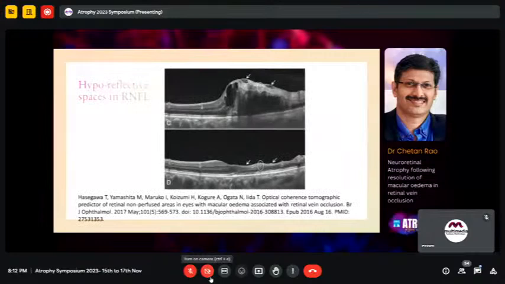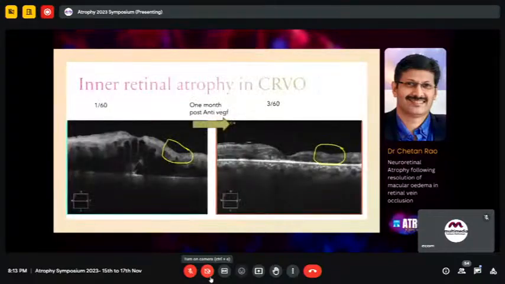As seen in this slide, the arrows show the hyperreflective spaces in the RNFL at the time of macular edema, and then there is inner retinal thinning on resolution of the macular edema. This is an example of the same in one of my cases, though the hyperreflective space is not that eloquent, but the same area is thinned after resolution of macular edema post anti-VEGF injection.